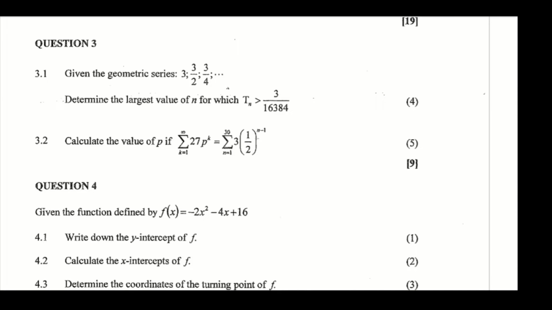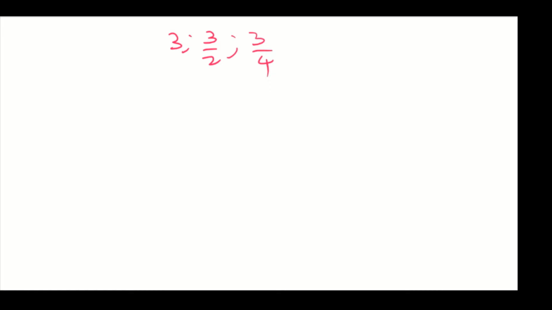So now question 3.1 says that we are given this geometric series of 3 over 2 and 3 over 4. Determine the largest value of n such that Tn is greater than 3 over 16384. So the first thing we're going to do here is write our series, which is 3 over 2, 3 over 4. So this is the first three terms of our series, right?